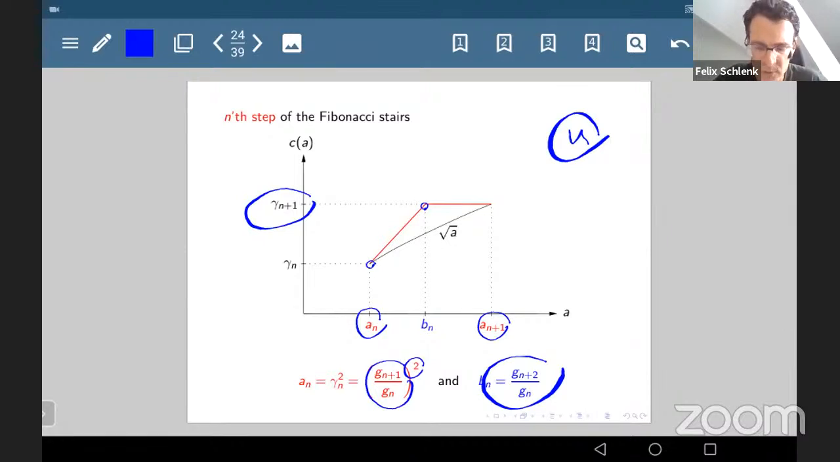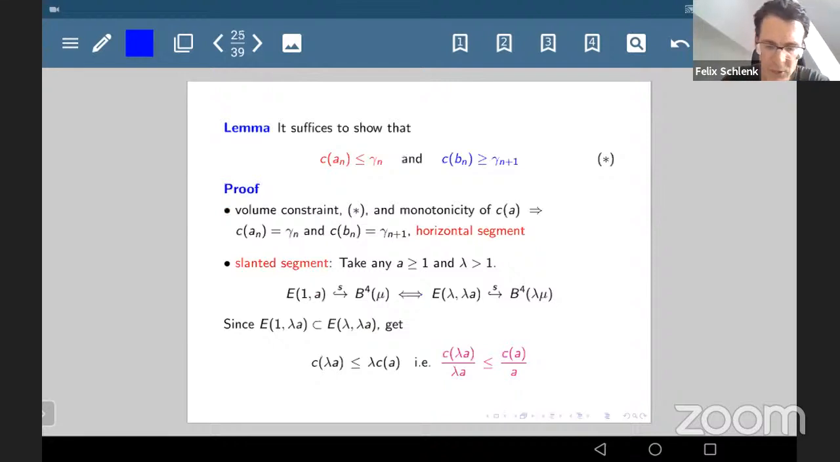It's also easy to see it's continuous. To establish the nth step, it's enough to see that at An, it's at most gamma n, meaning that you can fully fill, and at Bn, it's at least gamma n plus 1. And I leave maybe for tomorrow the proof to you. It's very easy. It's about scaling and a certain quotient and some little trick by expanding. Okay. So now I do not prove the blue inequality.